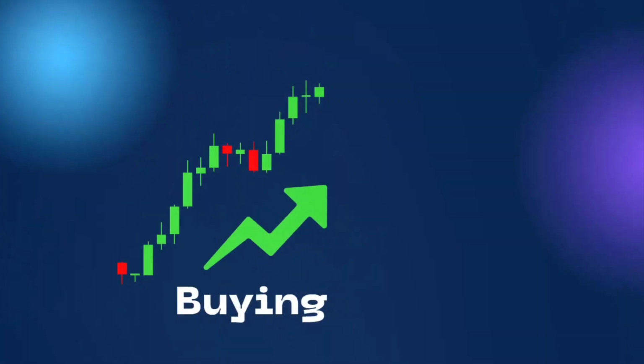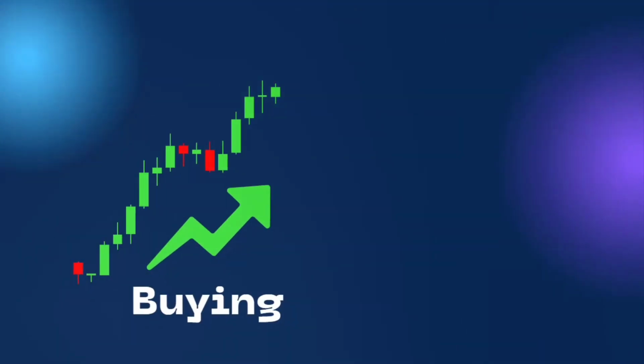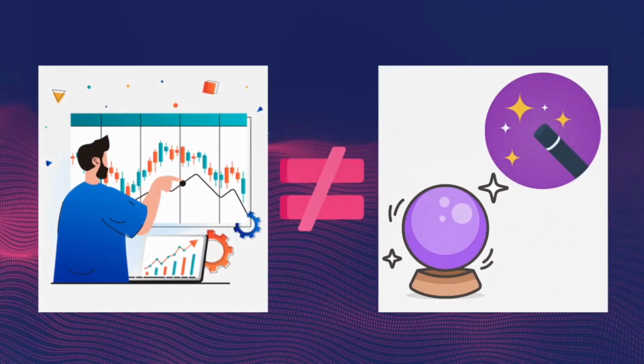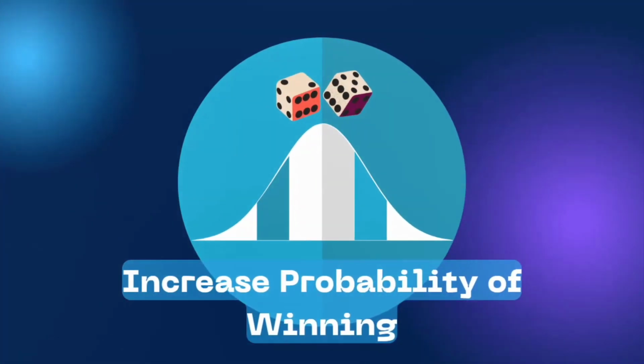Simply, when there's more buying in the market, the price will go up. When there's more selling in the market, the price will go down. One more thing that you need to know is that technical analysis is not magic. It is just a tool that you use to increase your chances of winning in the market. Trading is just a game of probabilities.